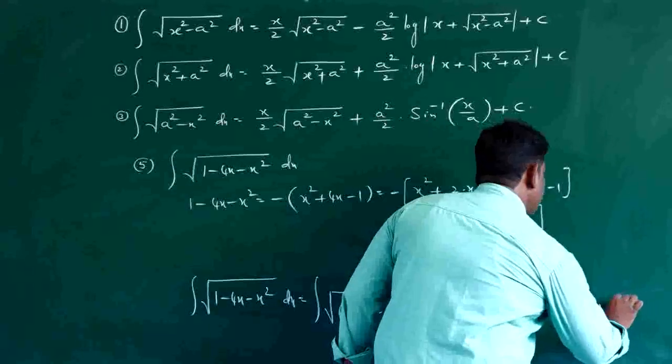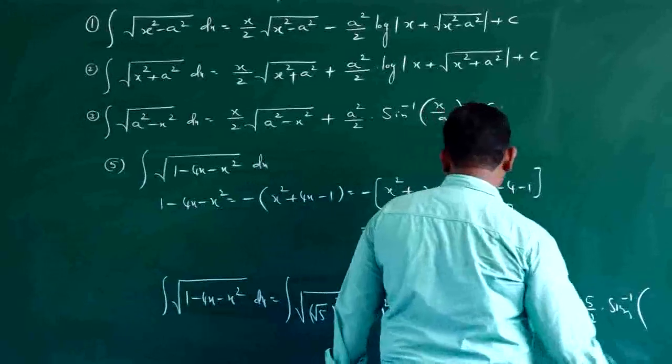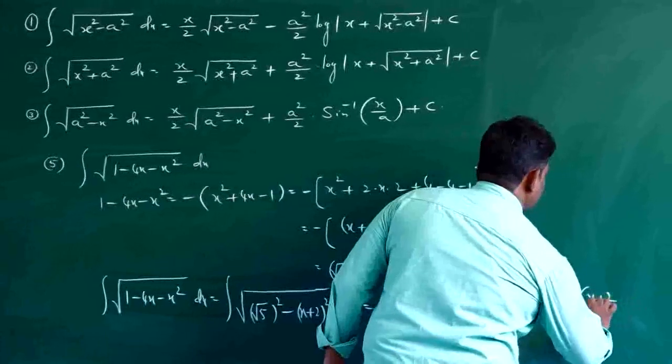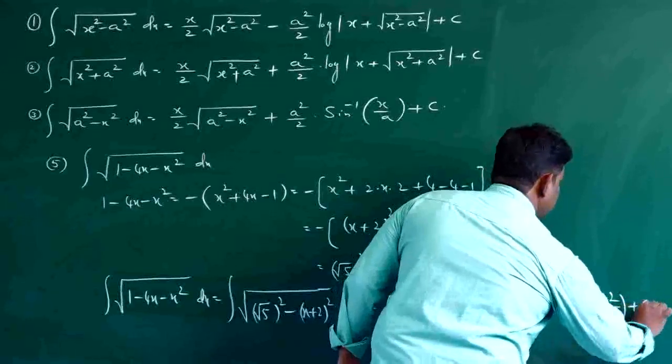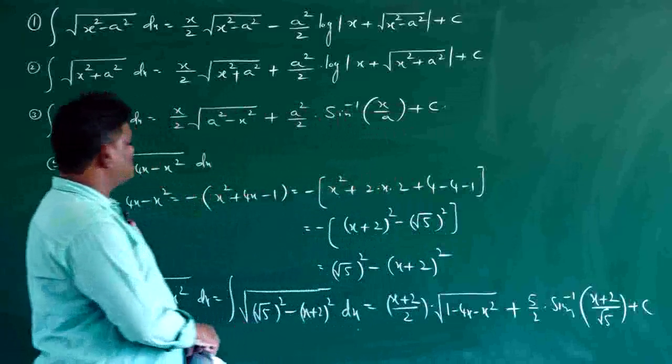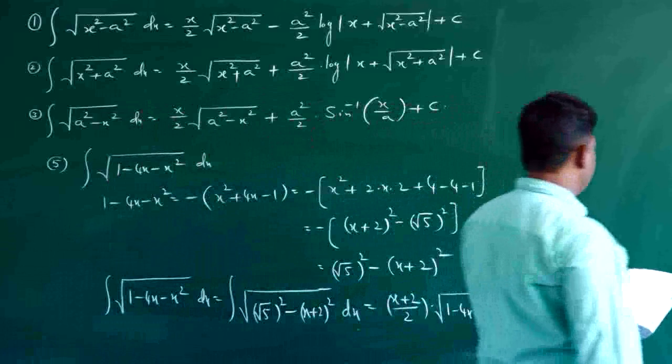So 5 by 2 into sine inverse of x by a, that is x plus 2 by root 5, plus c. Okay? Right. Next one, sixth. Fifth one is over, and the sixth one is the same.